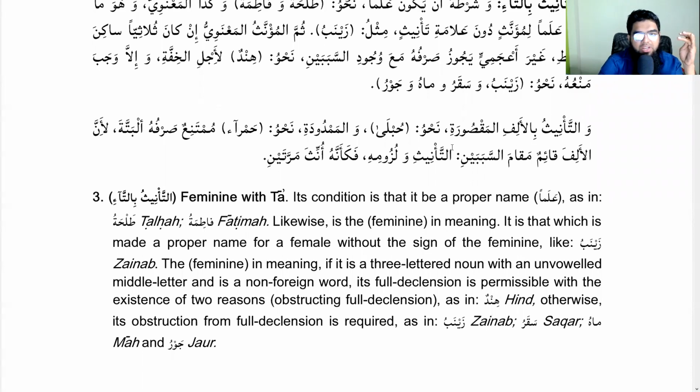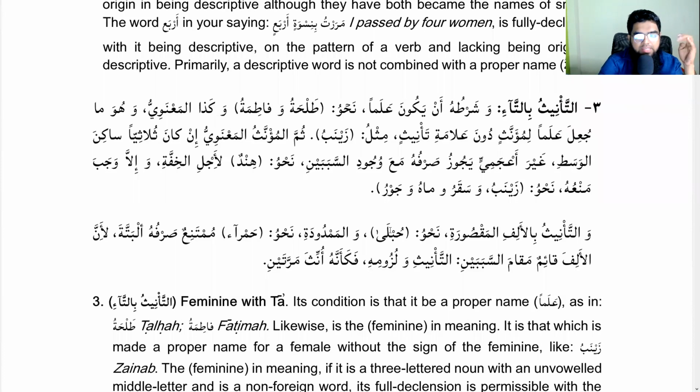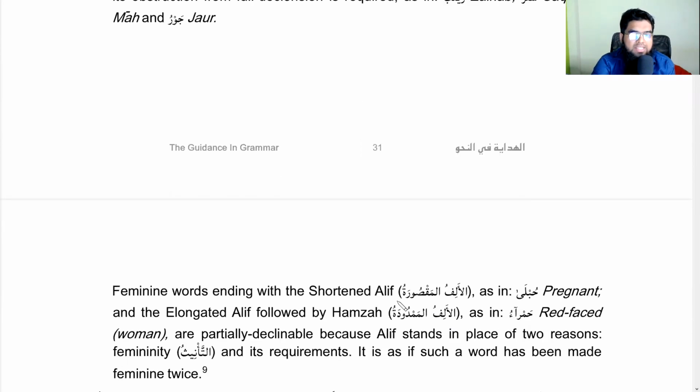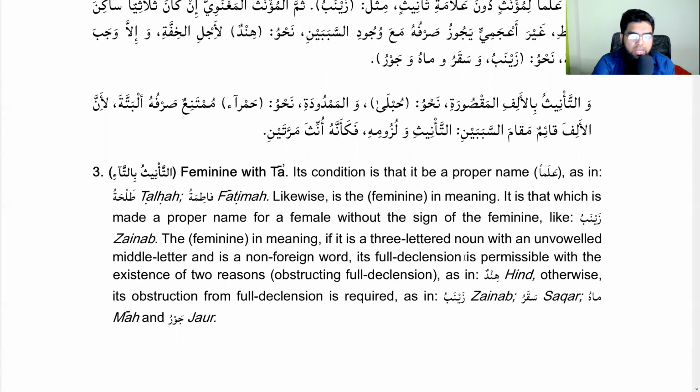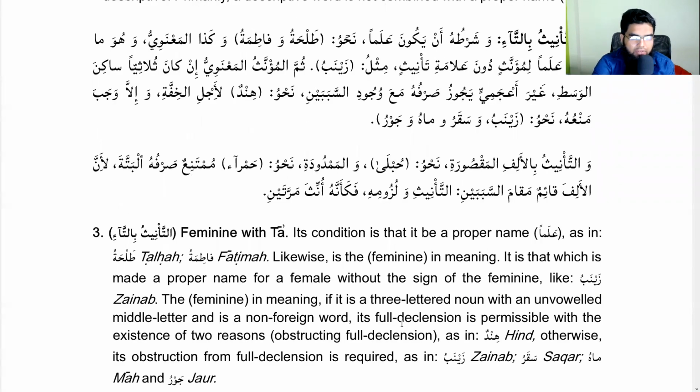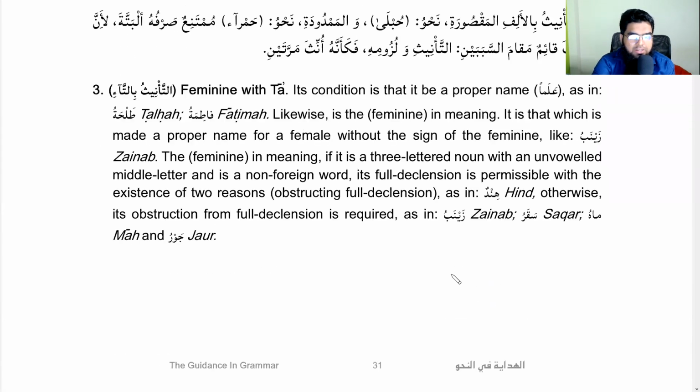وَالتَّانِيثُ بِأَلِفِ الْمَقْصُورَةِ وَنَحْوُ حُبْلَى. And the second feminine noun which will make it ghayr munsarif is alif al-maqsura. Feminine words ending with shortened alif, alif maqsura, the alif, the ya without dots. Hubla, for example, the word hubla, pregnant.